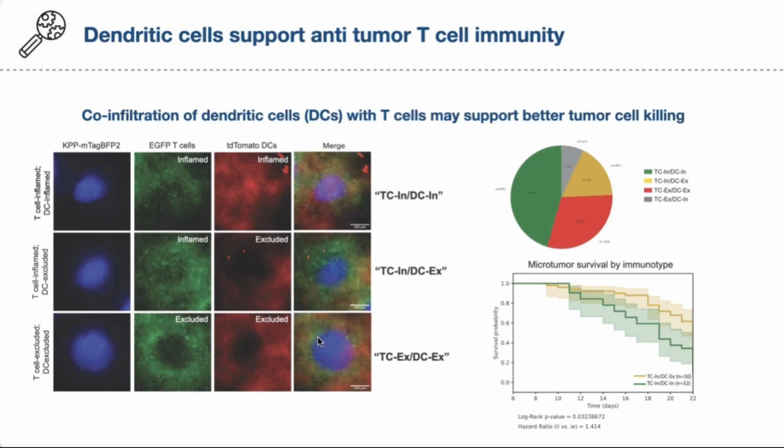And strikingly, tumors with both T cells and dendritic cells present were much more likely to undergo rejection. So now if we focus in on the T cell inflamed, dendritic cell inflamed versus the T cell inflamed, dendritic cell excluded population, you can see that this doubly inflamed tumor type is more likely to become rejected. So here we're looking at the survival probability of individual tumor lesions.